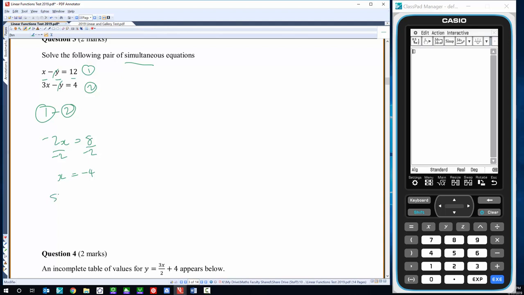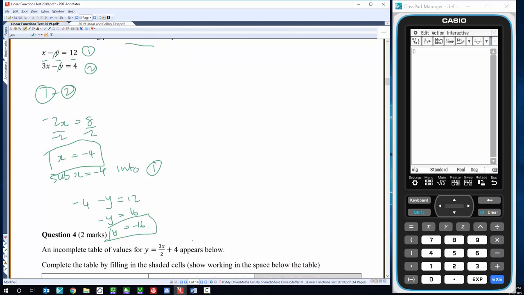So what we're going to do is sub x equals -4 into one of the equations, and I'm going to put it back into the simplest one, which is 1. So it's -4 take y equals 12, negative y equals 16, y equals -16. So there's my solution there, x equals -4 and y equals -16.